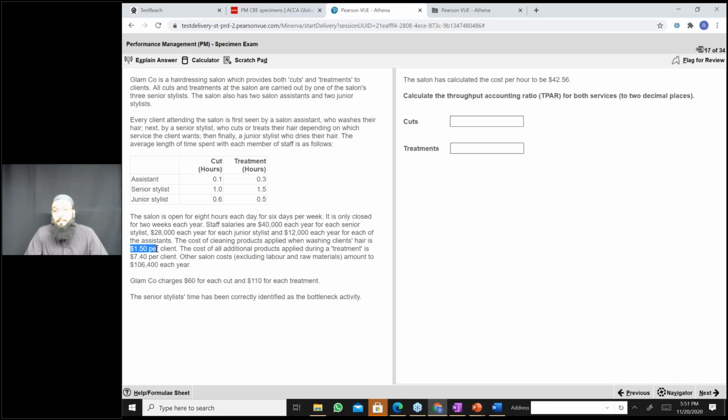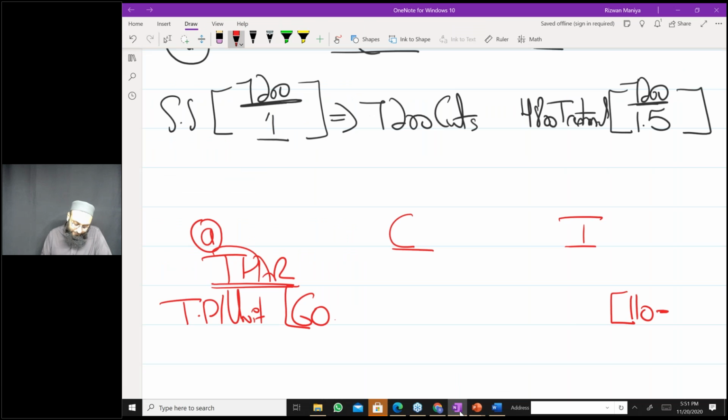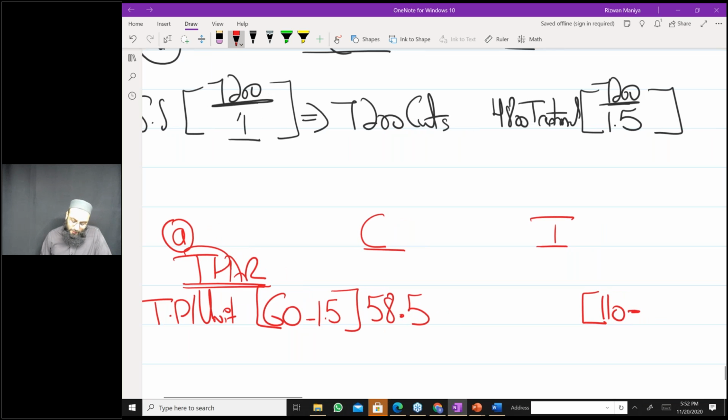As I mentioned earlier, every person who comes to the salon has to go to the assistant for the hair washing, whether you came for cuts or for treatments. Agreed? Come on, say yes. So anyone coming for cuts or treatments will go to the assistant for hair wash, and the material cost will be incurred. So 1.5 is the material cost for cuts, and this will be 58.5. Agreed?